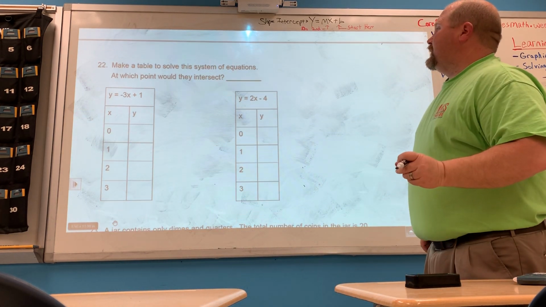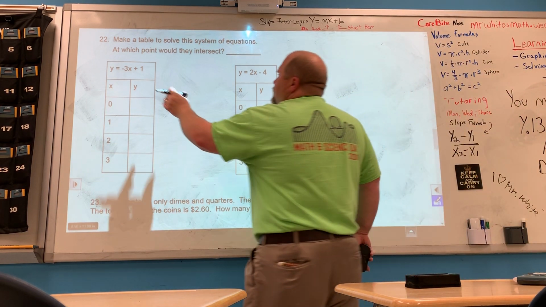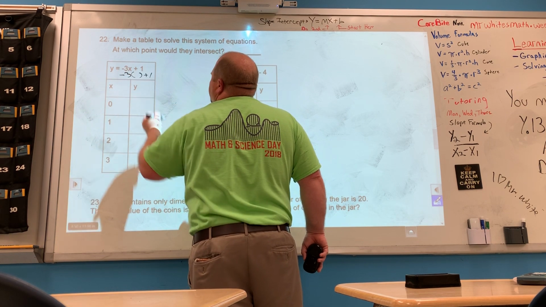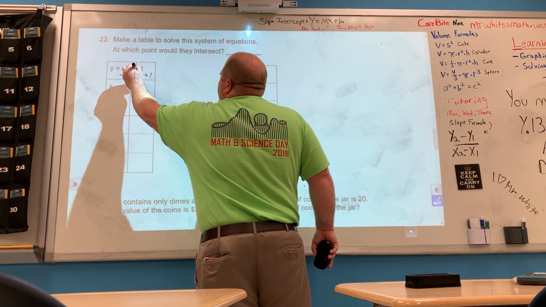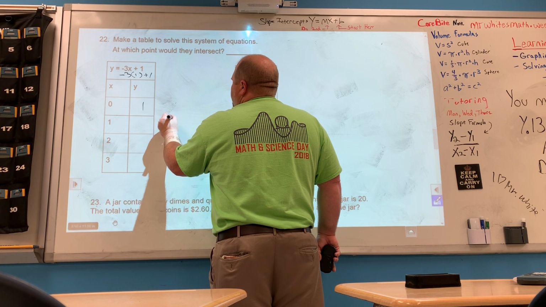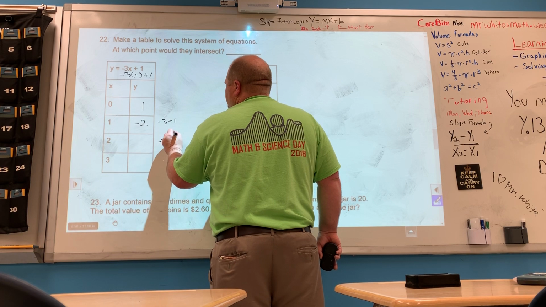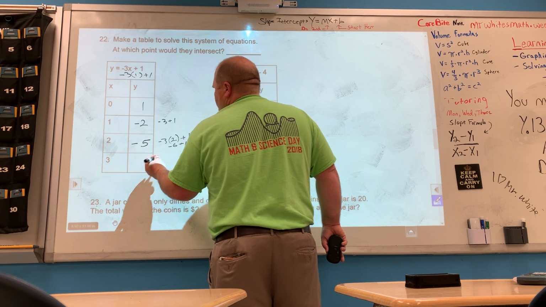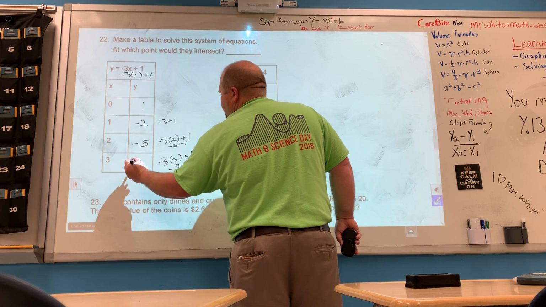All right, problem 22. Make a table to solve this system of equations, at which point would they intersect. So you need to use this table and you just substitute in the x values right here. So it's -3 times whatever they gave you plus 1. So for the first one they gave me a 0, so that's 0 plus 1, which is 1. For the second value, -3 times 1 would be -3 plus 1, so -2. Right here we would have -3 times 2 plus 1, so that's -6 plus 1, -5.